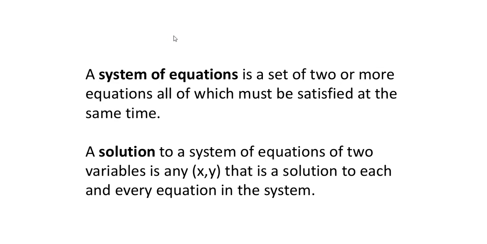They just give you a problem. In that problem, there are two equations listed, and the assumption is we're trying to find ordered pairs that satisfy all these equations at the same time. Any ordered pair that does that is called a solution to the system. So a solution to a system of equations in two variables is any x comma y that is a solution to each and every equation in the system. And that's what we're going to be looking for in these next few sections.